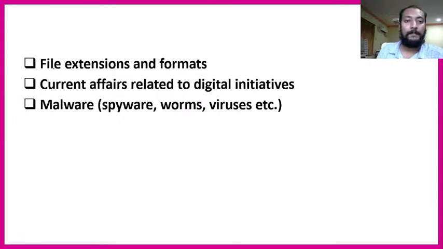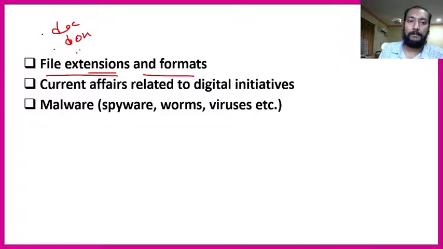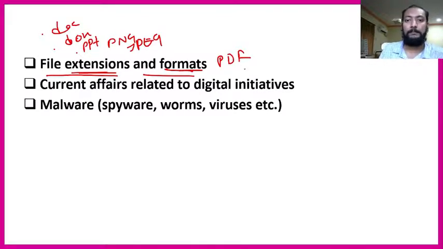Apart from here, file extensions and formats will be there. Different types of file extensions will be there. For example, you can see .doc file, .docx file, again .ppt. So these kinds of things are the extensions of a particular file. PNG, JPEG file, all these things will be there. Formats, PDF, and there are so many things. I will give you some list of formats so you can go through all those things. Okay, so this way we need to understand here.